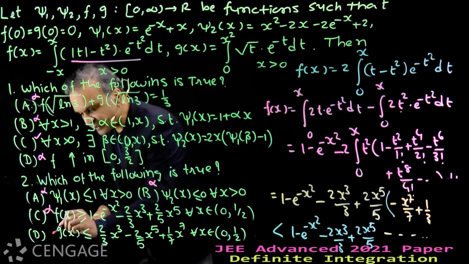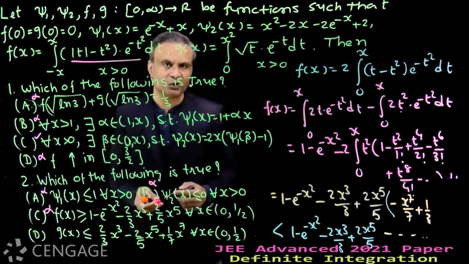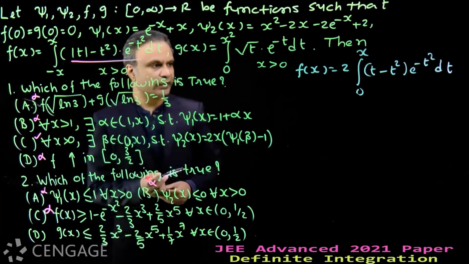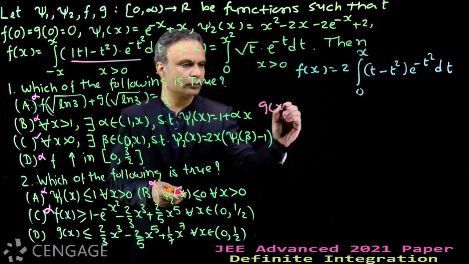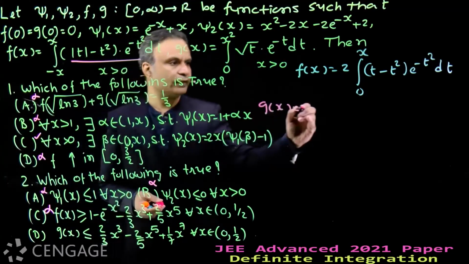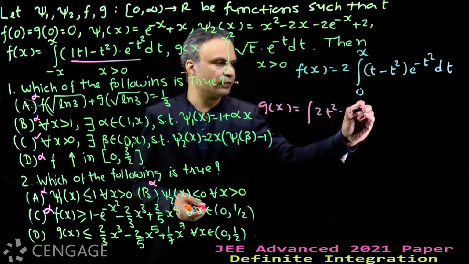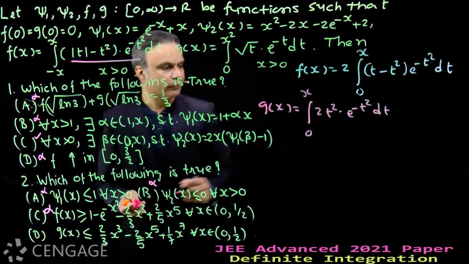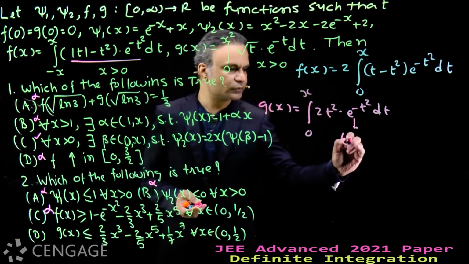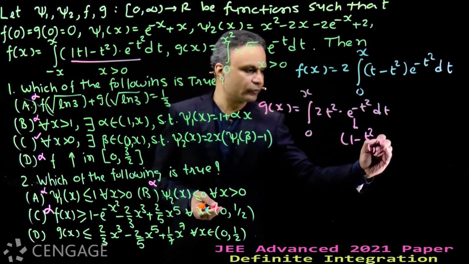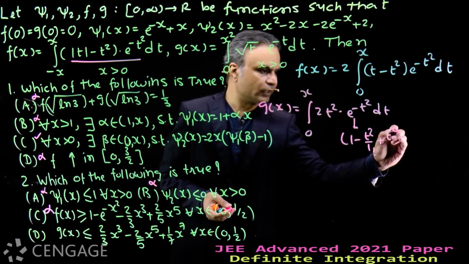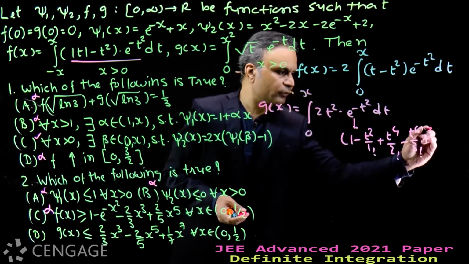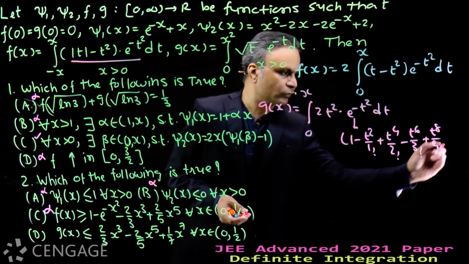Then definitely this option will be true. Let's check this option. And for this inequality, we evaluate this integral. We have g(x) is equal to, replacing t with t square, we find integrand 2t square e power minus t square with lower limit 0 and upper limit x. Now use the expansion formula of e power minus t square. This is 1 minus t square over 1 factorial plus t power 4 over 2 factorial minus t power 6 over 3 factorial plus t power 8 over 4 factorial and so on.